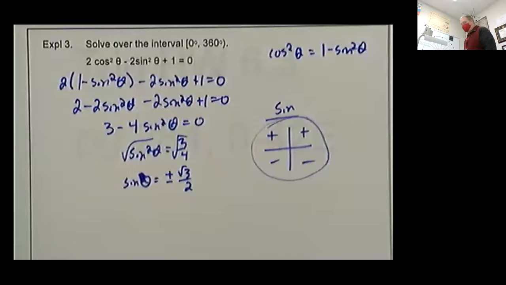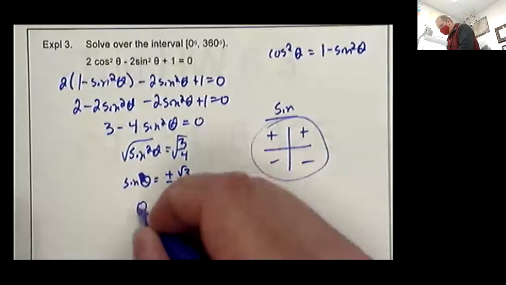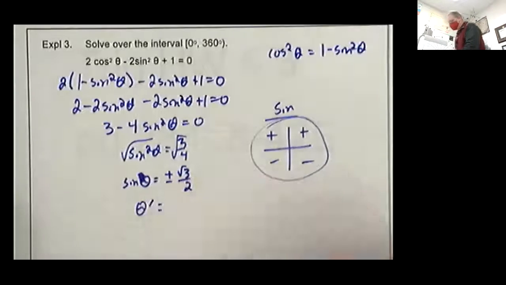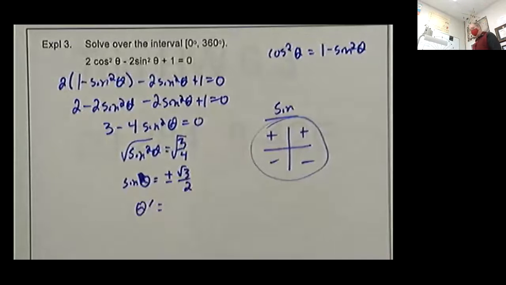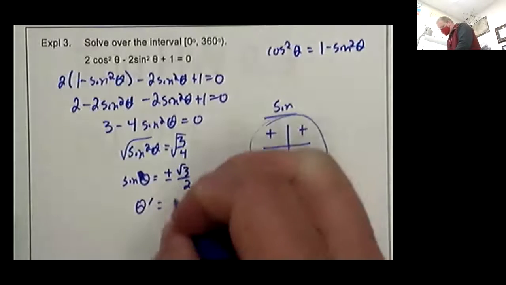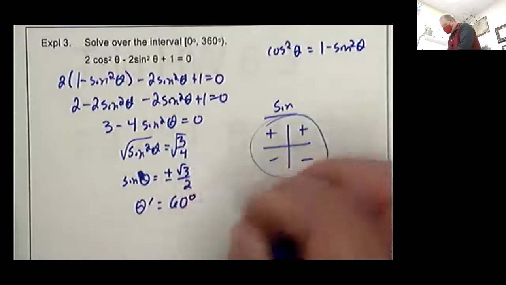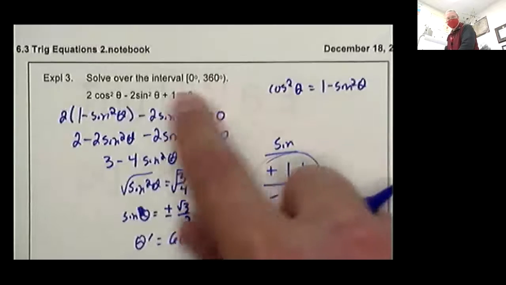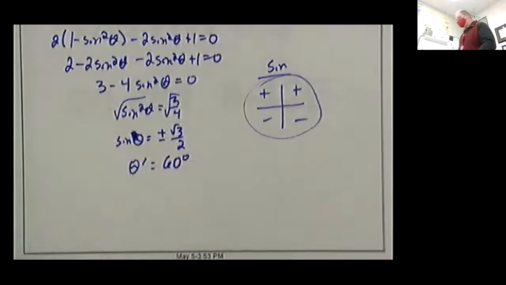Next we need to find our reference angle. So what is the angle that gives us √3/2 for sine? In the first quadrant, that angle is 60 degrees. So our reference angle is 60 degrees, again, because we are in degrees by the interval in the problem. Therefore, we're going to need 4 answers, 1 for each quadrant with 60 degrees.